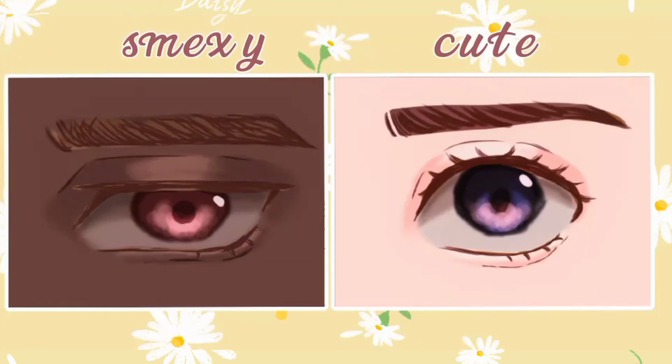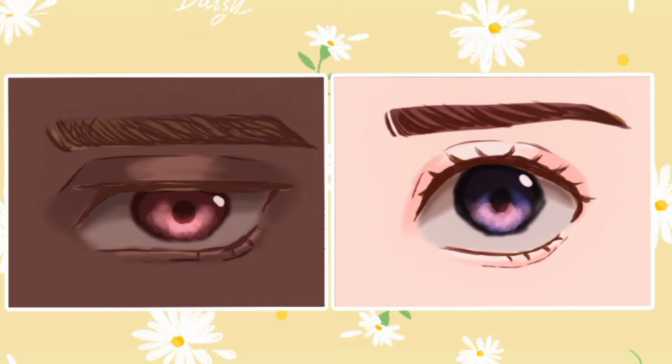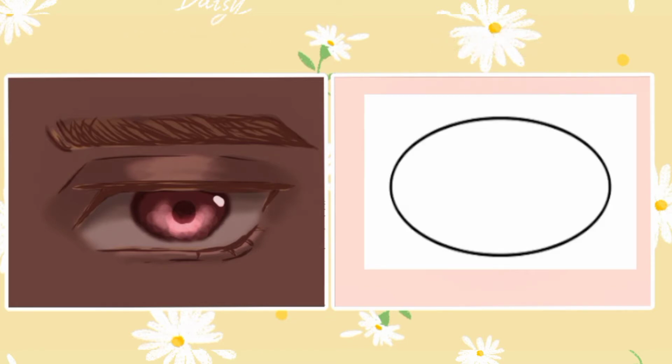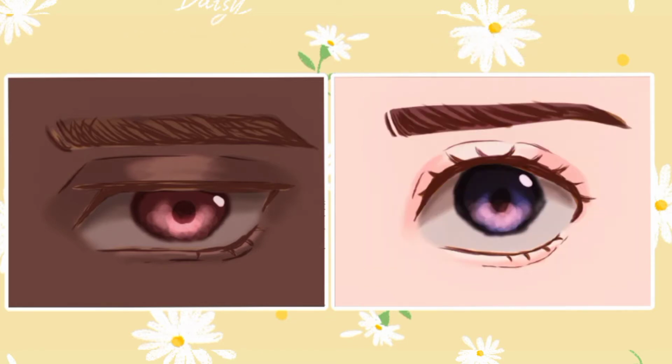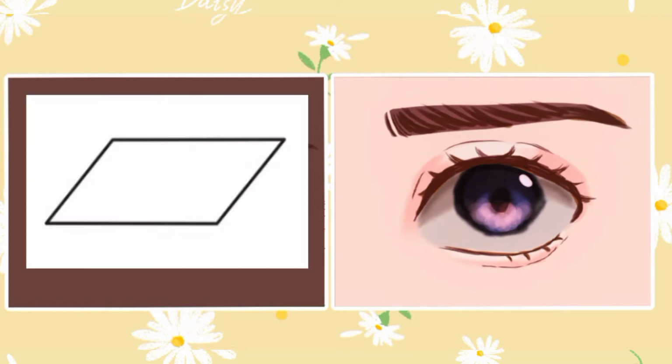Now, there are two ways I draw an eye. First, there's the smexy and the cute. To draw the cute, you need an oval shape. To draw the smexy, you need a damtangle.